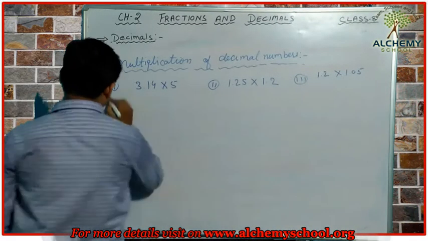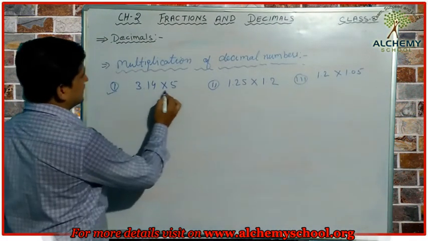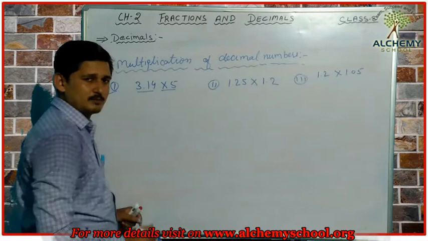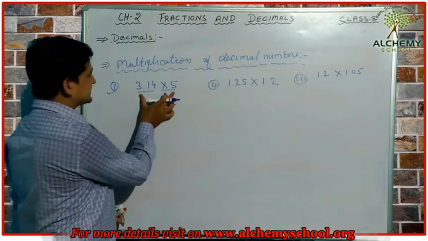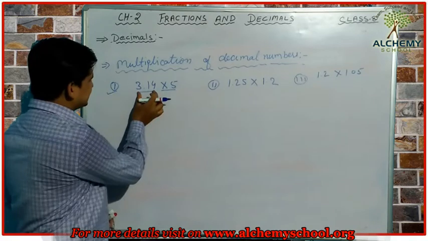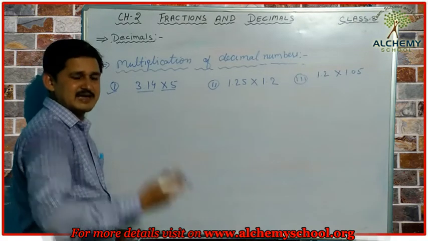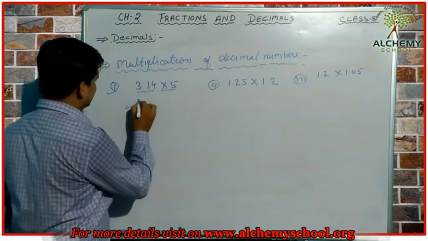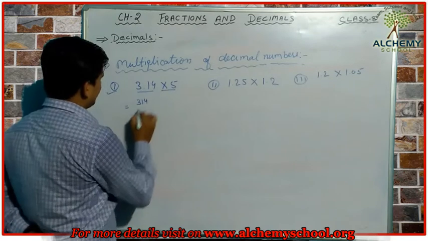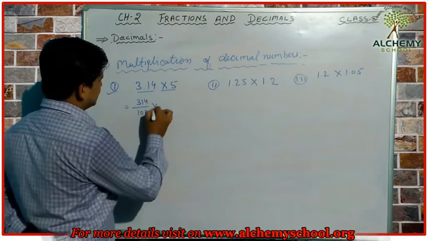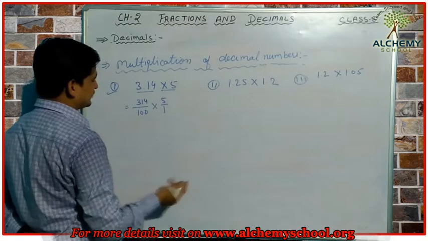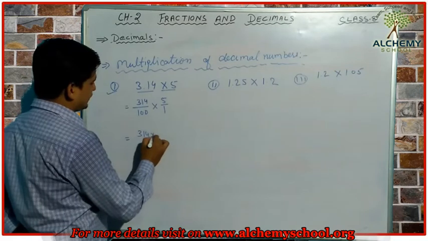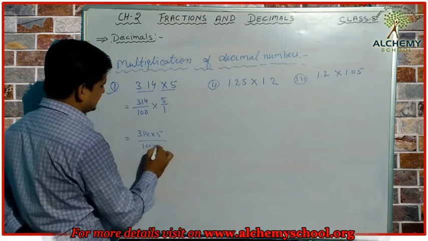Okay, the first question I have taken here is 3.14 multiplied by 5. So we are multiplying a decimal number by a whole number here. Simply you can multiply these 2 numbers and write your answer. We can also convert this number into a fraction, and how we multiply fractions you know very well. So let's convert it into a fraction. We can write it 314 upon 100 into 5 upon 1. We know that we can multiply the numerators and multiply the denominators. We can write 314 into 5 upon 100 into 1.